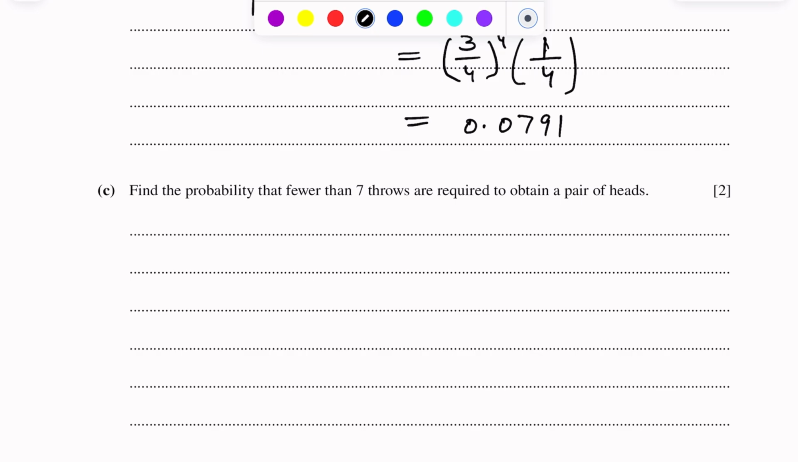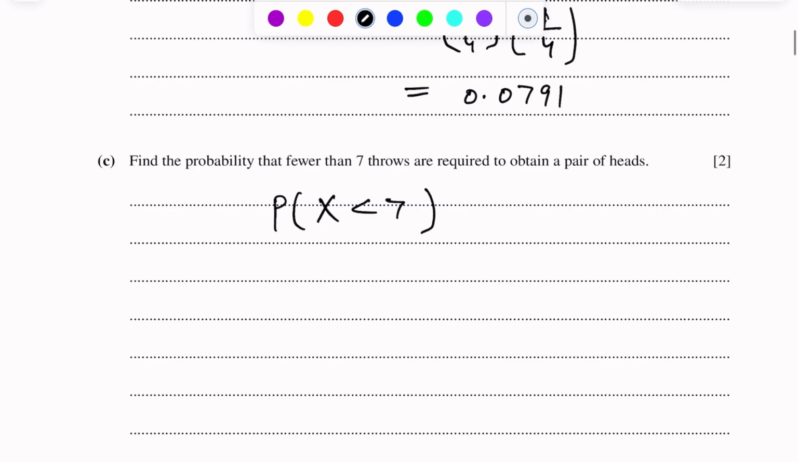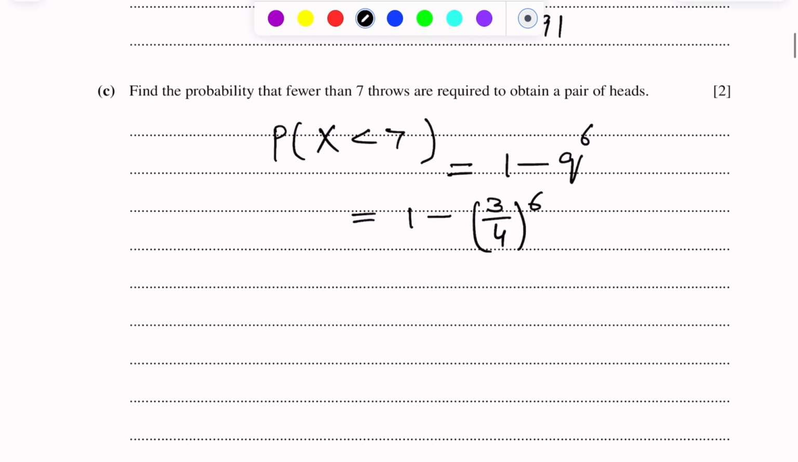So we will write probability of x less than 7. This will be equal to 1 minus q power 6. So the answer will be 1 minus q, where q is 3 over 4, to the power 6. After calculating, we get 0.822. This is the answer.